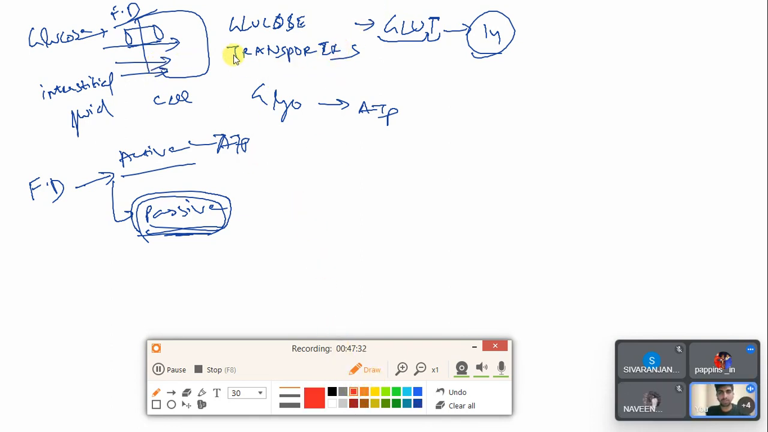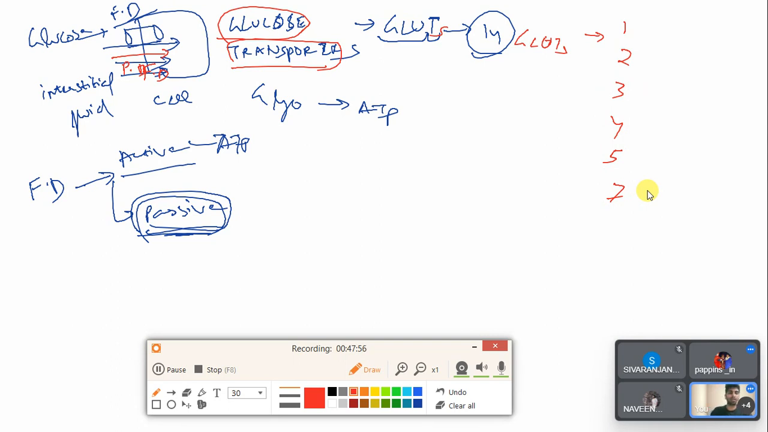So what we learned here is that glucose is transported into the cell via passive facilitated diffusion, and the special transporters are called glucose transporters. In short, they are called GLUTs, and there are 14 types of GLUTs. But the major role is played by GLUT 1, 2, 3, 4, 5, and 7, and the rest do not play that major role.